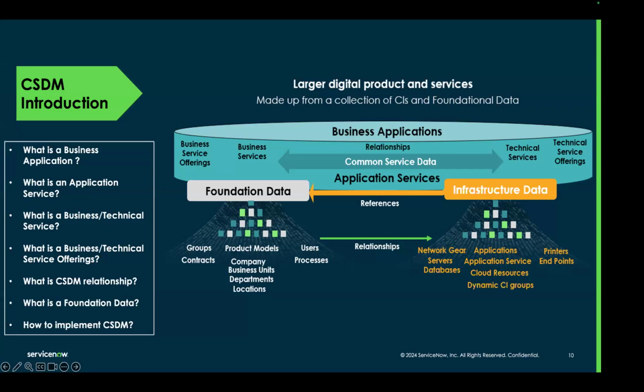Basically, I understand all these definitions. Then next we say, okay, we understand all this information. How do we link it to each other, based on their relationships, building connections from the business application to the physical CIs, then referencing foundational data? Next slide, please.